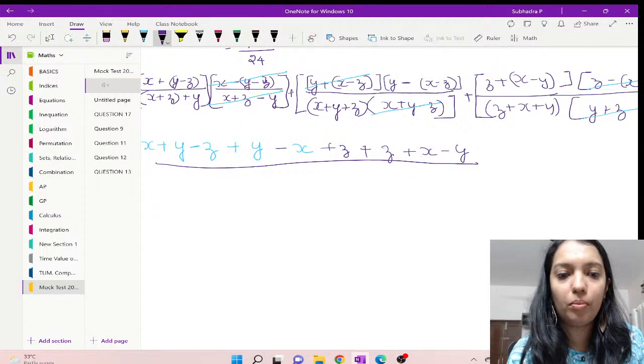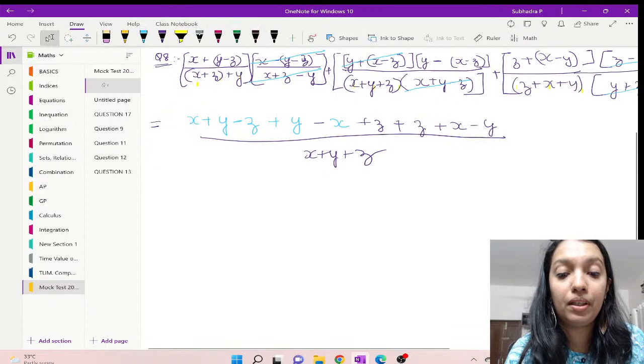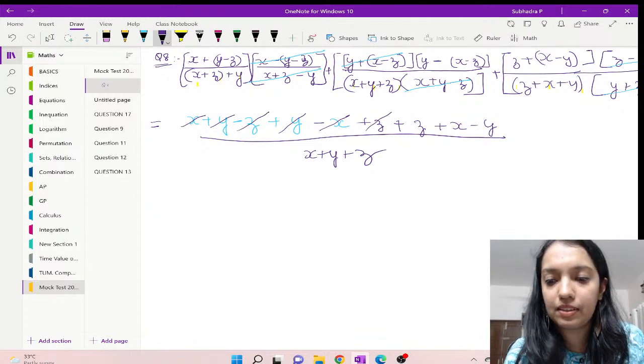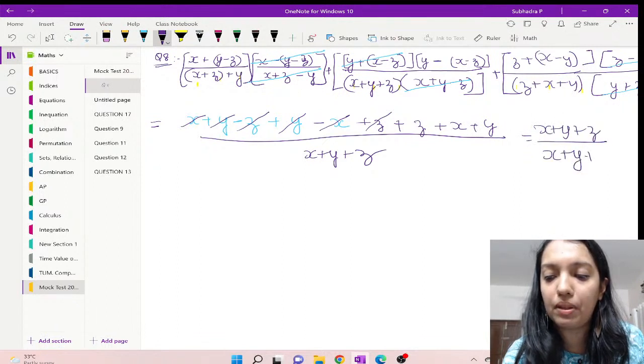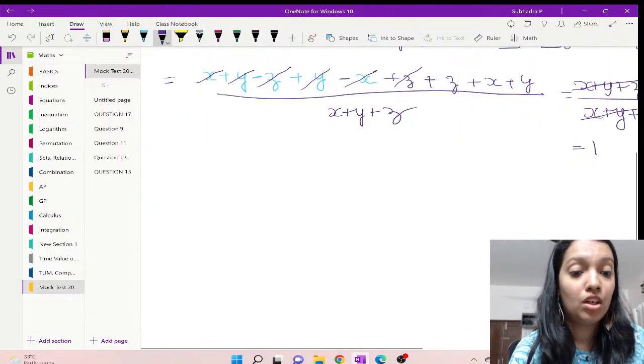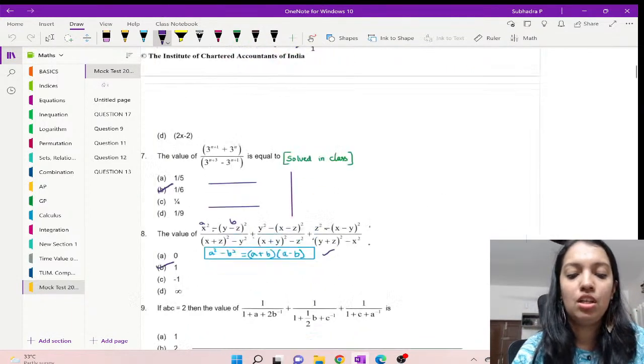What is left in the denominator? Have a look. X plus y plus z, x plus y plus z, x plus y plus z. So in the denominator I can take x plus y plus z. What will happen? Can you cancel? Can you kill something? Plus x minus x, plus y minus y, plus z minus z. So what is left is x plus y plus z divided by x plus y plus z. These will get cancelled. Your final answer is 1. So instead of doing so much drama, we almost took 5 minutes in order to solve this question.